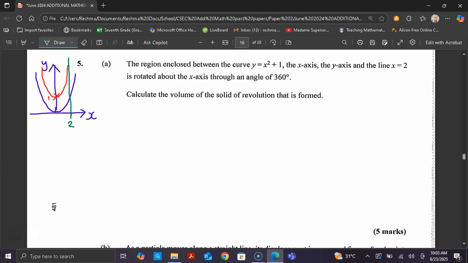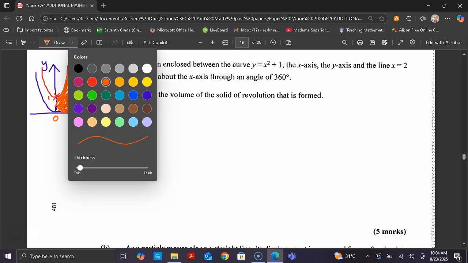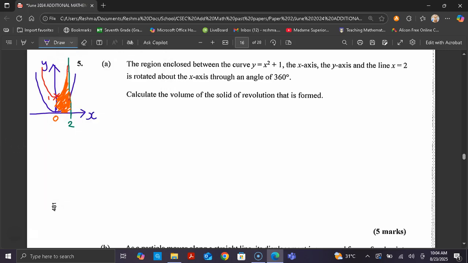So therefore, the region that we're looking at, enclosed by the curve, the x and y axes, and the line x equals 2, is this region here. Okay, so that's the region that we have to rotate about the x-axis. And we could see that our limits, therefore, will be 2, that will be the upper limit, and the lower limit would be 0.